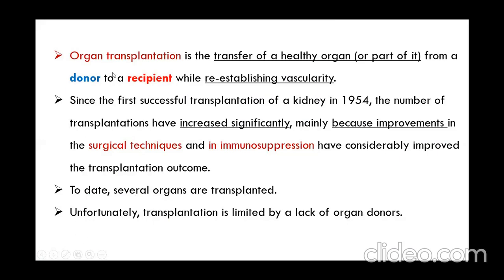Fundamentals of organ transplantation. Organ transplantation is the transfer of a healthy organ or part of it from a donor to a recipient, while at the same time re-establishing vascularity. Because some of these transplanted organs may influence hematopoiesis, the blood production in the recipient, the initial change may be temporary.